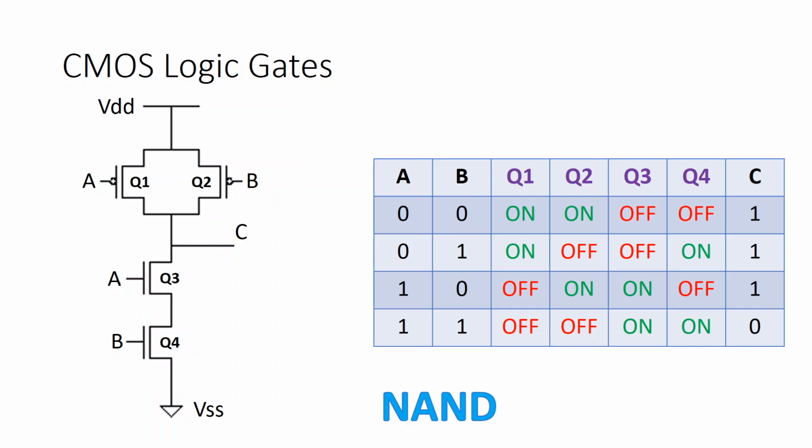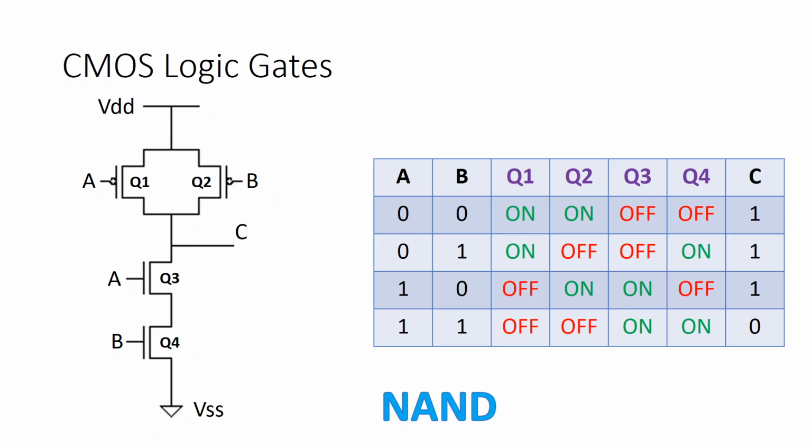So when A and B are 0 and 0, then Q1 and Q2 would be on and Q3 and Q4 would be off. So your VDD is coming to C. So C becomes 1. When A is 0 and B is 1, then Q1 is on, Q2 is off. But since Q1 is on, your VDD is still coming to C. So your C has become 1. You can see that Q3 and Q4, one of it is off. That means the ground is not reaching C.